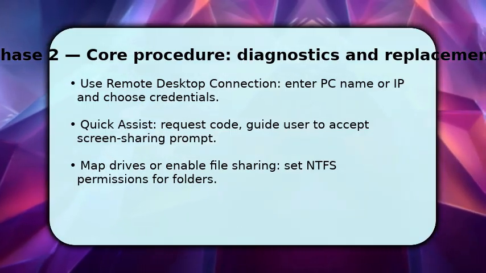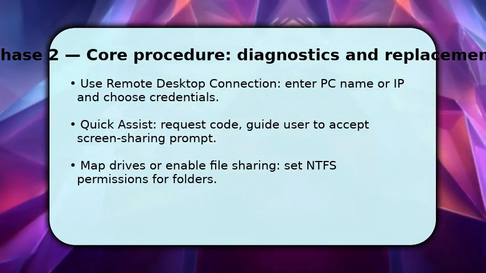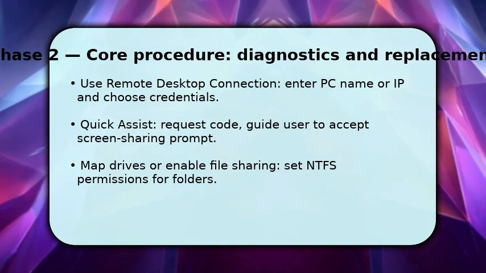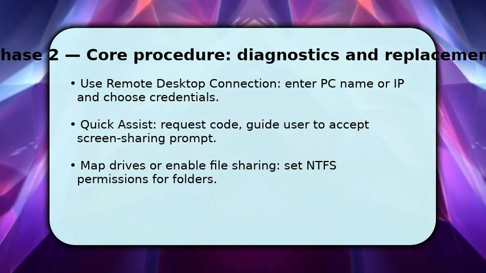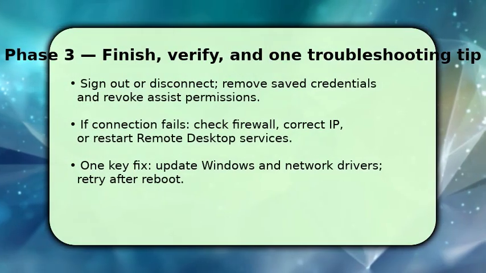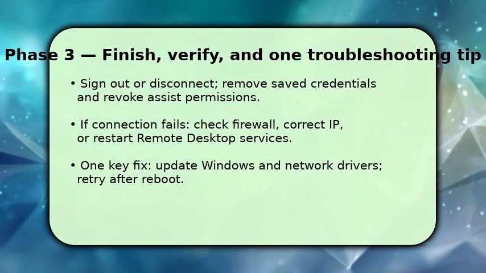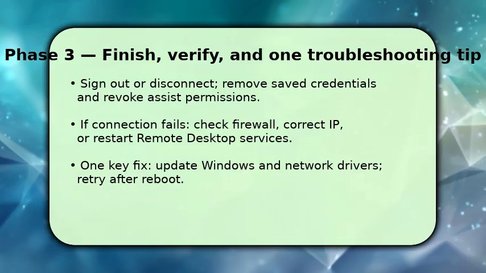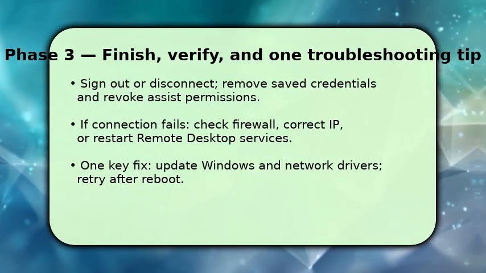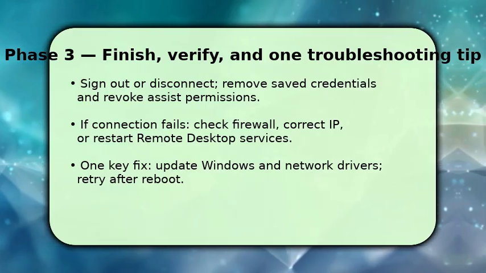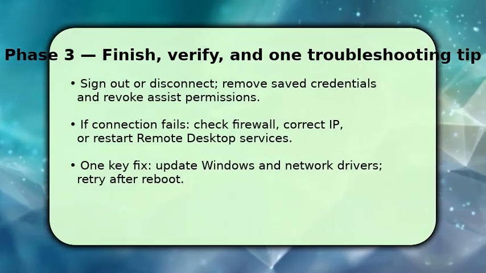Set NTFS permissions so you only access intended files. This ensures you can work while respecting their data boundaries. Finish by saving work on the other PC, then sign out or disconnect. Do not leave an open session. Remove any saved credentials from Credential Manager and ask the user to revoke Quick Assist permissions if used.